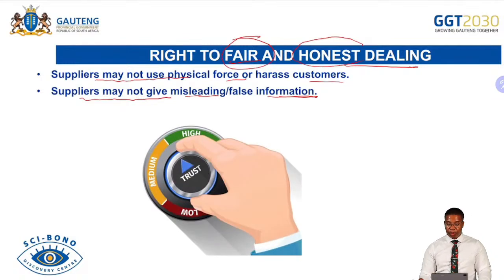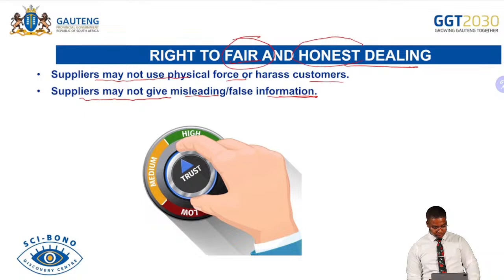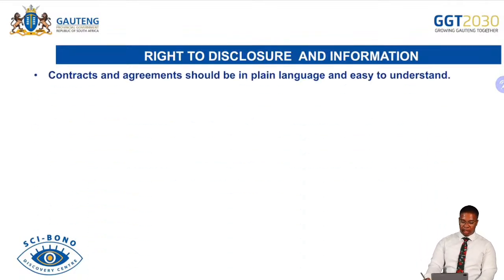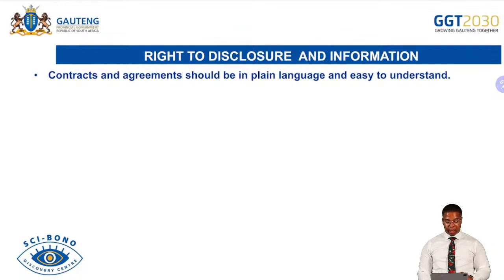Hence, they have to be honest when they are selling a product, honest about the features, honest about the ingredients, and honest about the benefits of a particular product. Then, the right to disclosure and information. Contracts and agreements should be in plain language and easy to understand language. Should there be any contract, the information on the contract should be clear. So this is about disclosure.